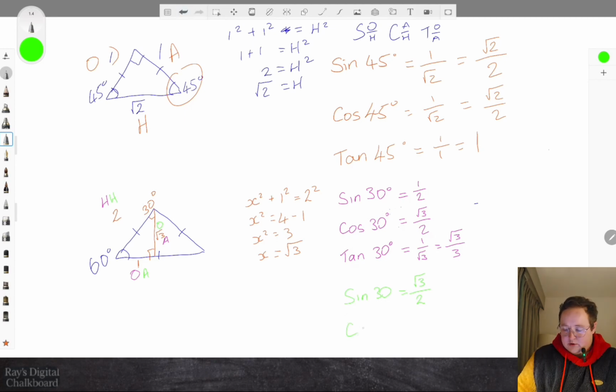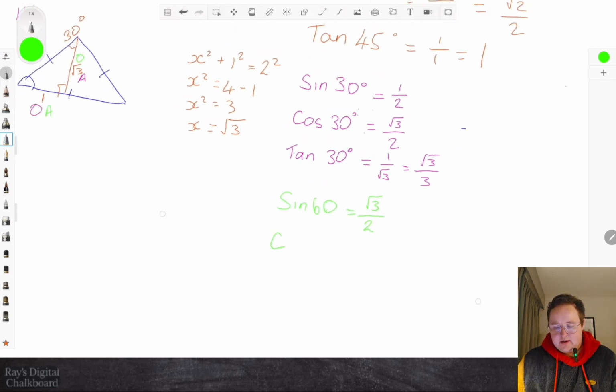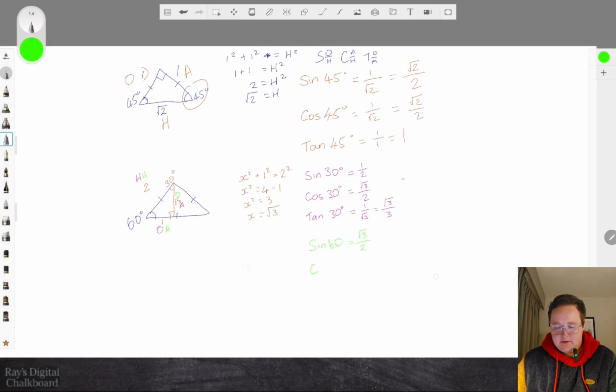Then we want cos. I made an error there in the angle here as well, so we'll just rub that out, and it's actually sine 60. We did the numbers correct, I just wrote the wrong thing over here on the side. And I'll switch back to my pen.